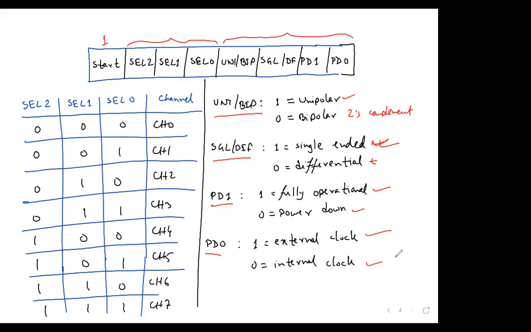Okay, so if you have understood up to this, let's try to do something. Say we need to select channel 0, then we need to have a single-ended mode. Then we need to have unipolar operation. Then we need to use the internal clock, and of course it will be operational. So if these are the conditions, what will be your control byte?